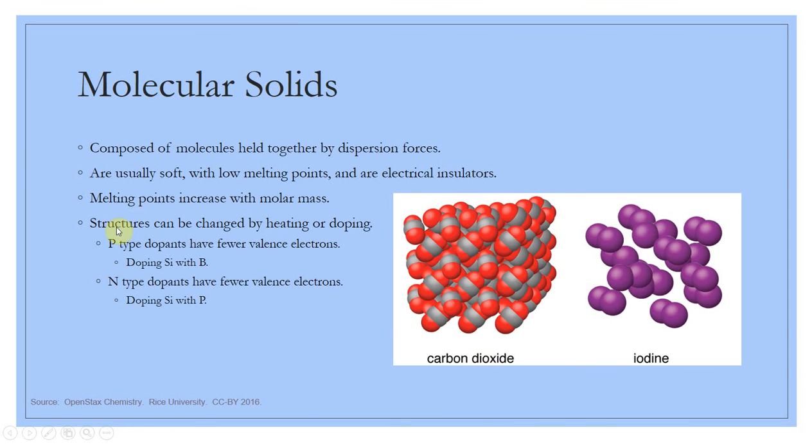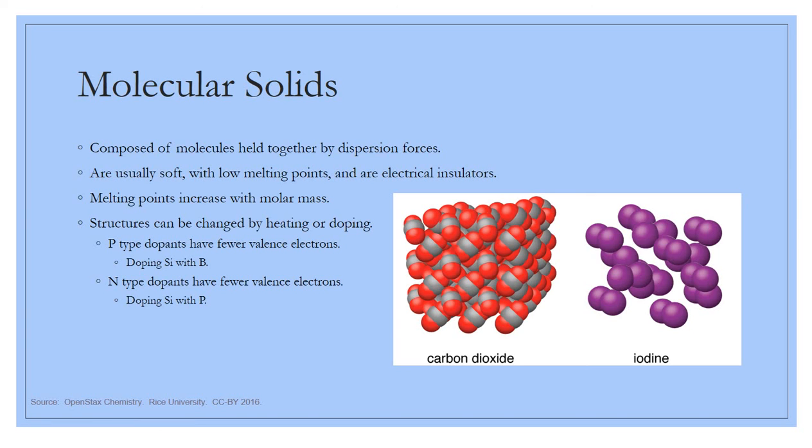So just like when we were talking about intermolecular forces, dispersion forces increase with molar mass. And so melting points here are going to increase with molar mass. The bigger the molecule, the more it takes to move it. The higher the dispersion force, the less it's going to want to melt. Now, you can change properties by doping or by heating and then cooling. Usually if you heat something up and then cool it down, sometimes the molecular arrangement will shift and allow for a completely different set of properties.